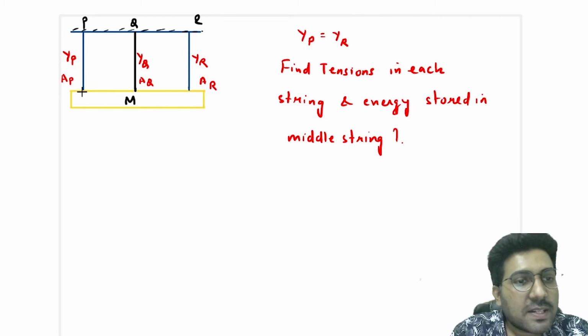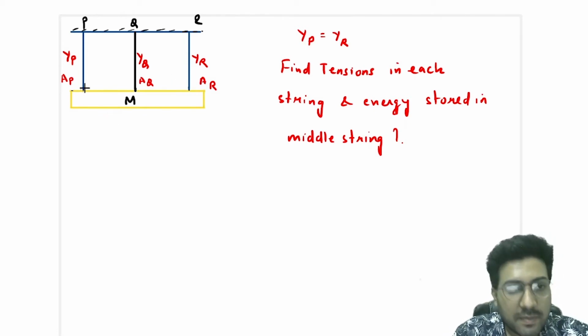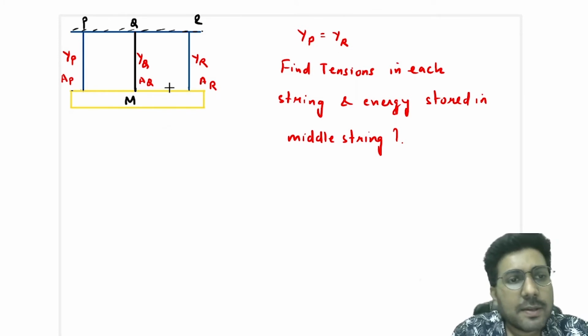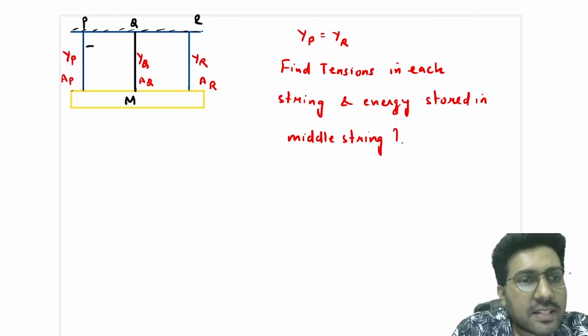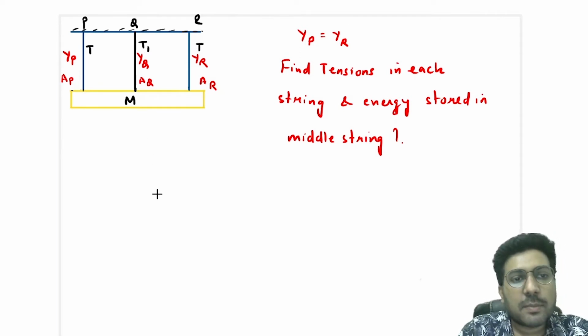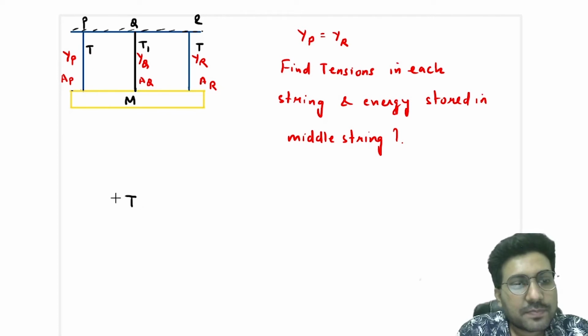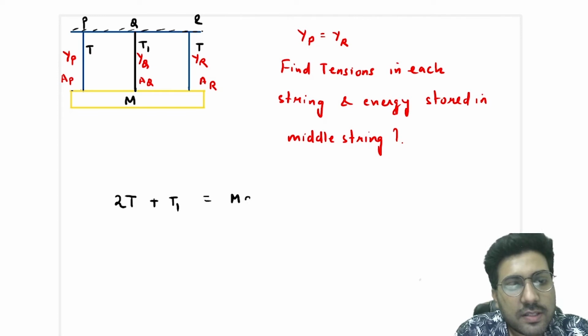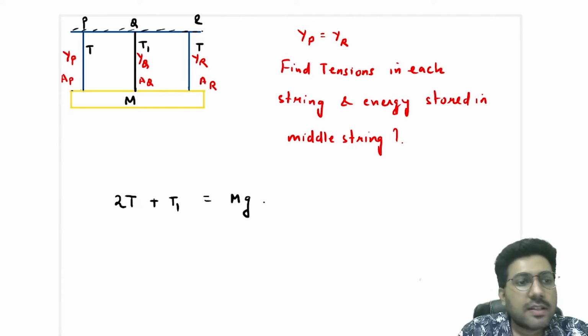It is given that these two are equidistant from this rod, means this bar. So that means the tension in both of these will be same, and suppose the tension here is T1. Then by equilibrium you will say that 2T plus T1 is equal to mg, right?